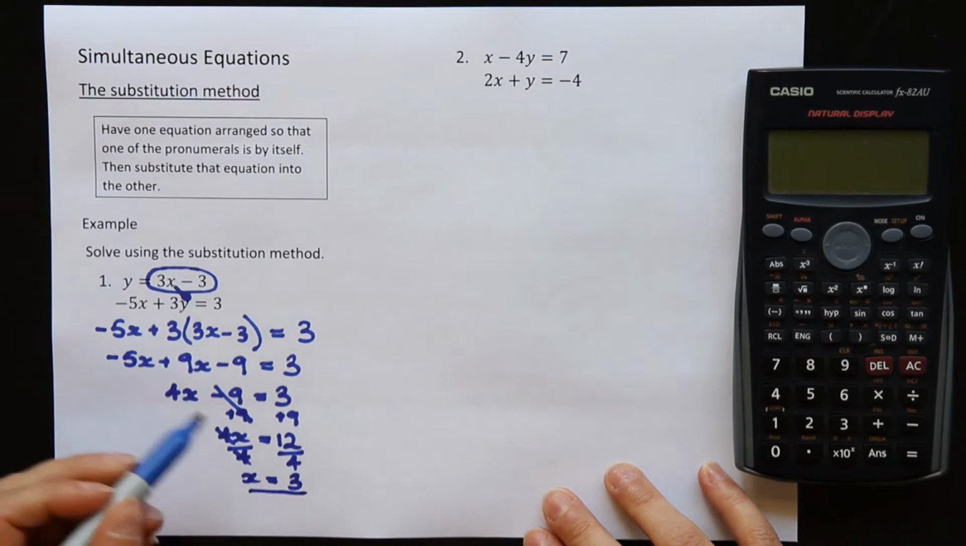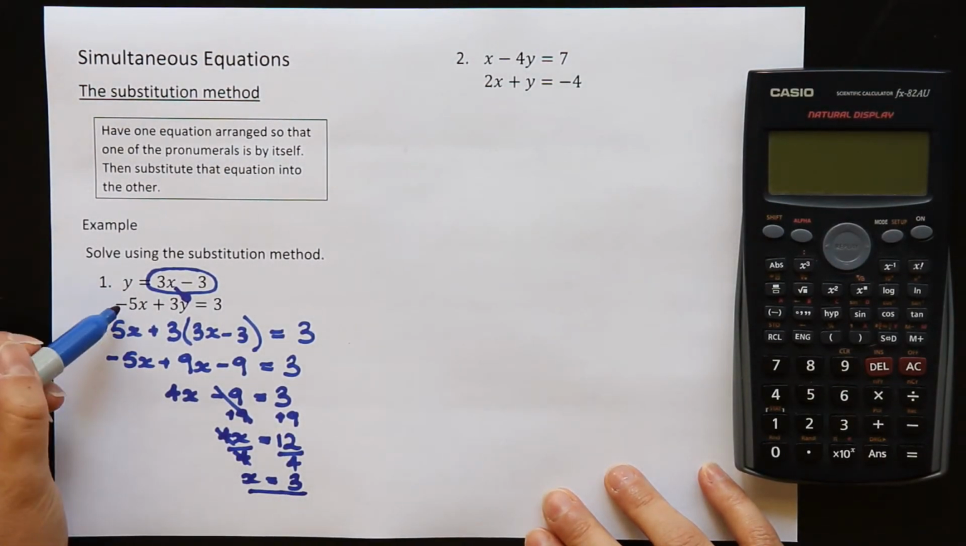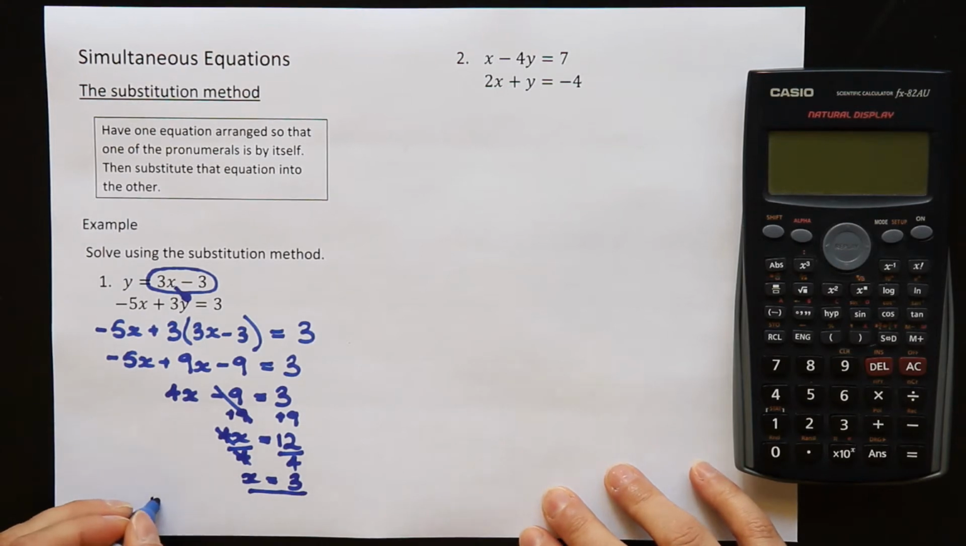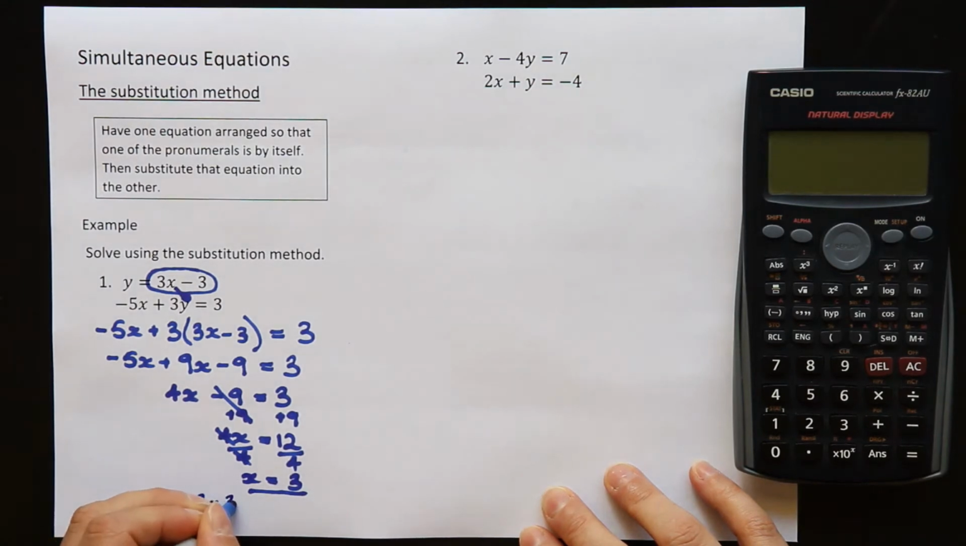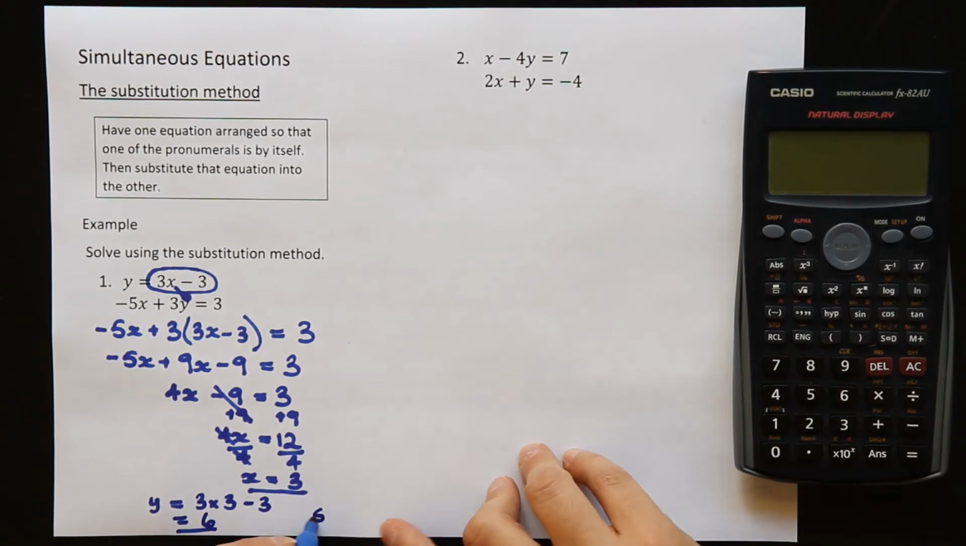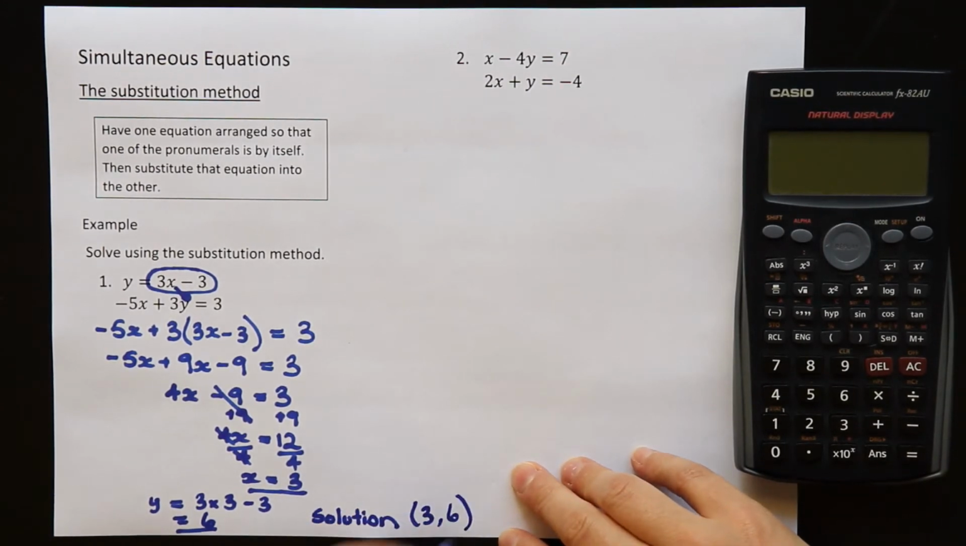Okay, we still have to find out what y is equal to. So what we do is we substitute our answer, x equals 3, back into one of our original equations. The easiest one to choose is the one that has the y by itself. So let's choose that one. y is going to be equal to 3 times x, which is 3, so 3 times 3 minus 3. 3 times 3 is 9, minus 3 is 6. So my solution, I'll just write it down here, I'm running out of room. My solution is x is 3 and y is 6.